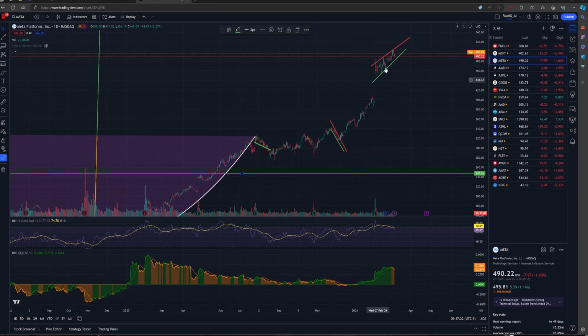And why is it a support? Because the price is above it. And if the price falls below it, I'll color this red and it will become a line of resistance.